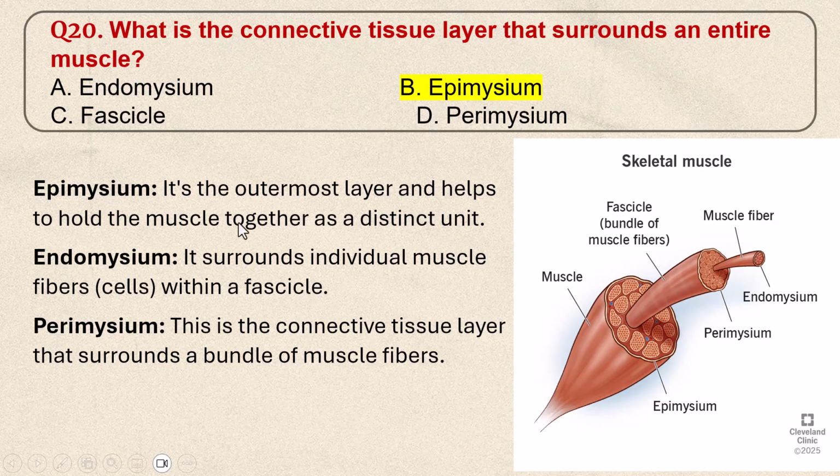Epimysium. You can see in the picture, this is the epimysium, this is the perimysium, and this is the endomysium. The epimysium is the outermost layer and helps to hold the muscle together as a distinct unit. The endomysium, you can see inside, surrounds the individual muscle fibers, that is cells within a fascicle. The perimysium is the connective tissue layer that surrounds the bundle of muscle fibers. So these are the MCQ questions for the muscular system.